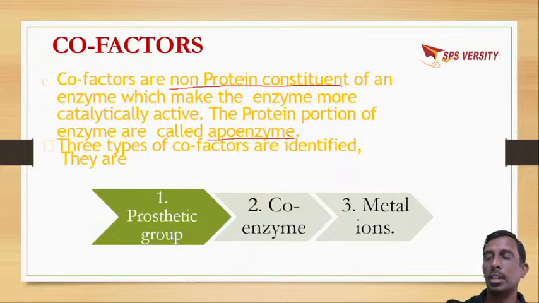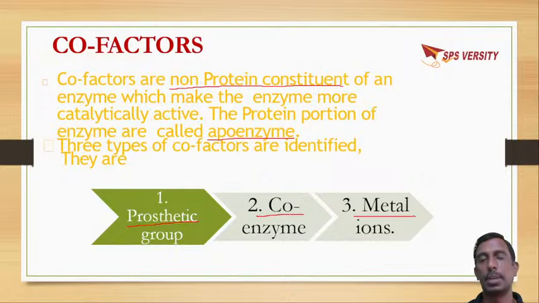So in an enzyme, the protein part is called apoenzyme and the non-protein part is called cofactor. There are 3 types of cofactors. The first one is prosthetic, the next one is coenzyme, and the next one is metal ions. So 3 types of cofactors: prosthetic, coenzyme, metal ion.